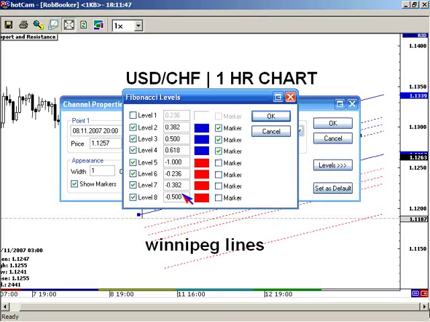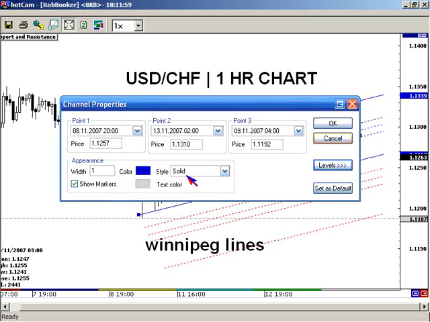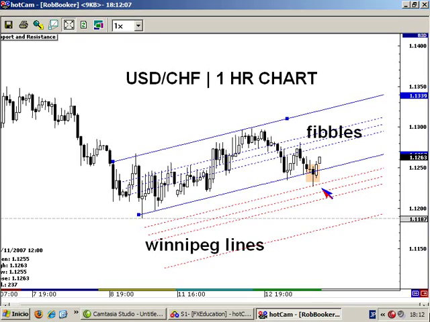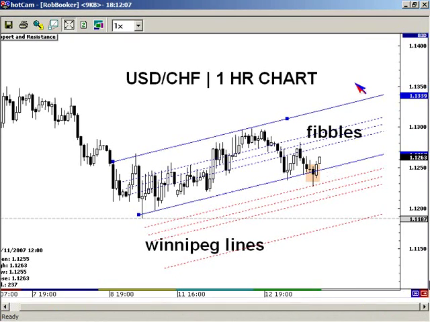So if the channel is 100 pips wide, a 23% extension outside the channel is 123 pips. Got it. Because the channel was 100. It's just extensions of the channel itself. And these are excellent profit targets of a break or a close outside the channel. That's trade type number 1.